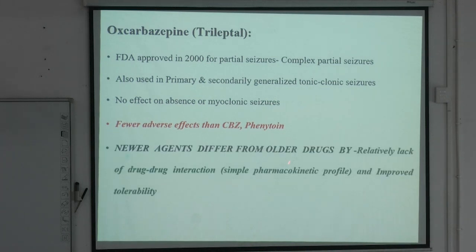Newer agents differ from older drugs by relatively lack of drug-drug interactions, that is simple pharmacokinetic profile, and improved tolerability. So newer drugs are more tolerable, have less drug interaction, less adverse effects. That is oxcarbazepine. However, problem is they are costly with limited clinical experience. So main problem in our country is these new drugs are costly, not affordable for the common people. That is the big problem.